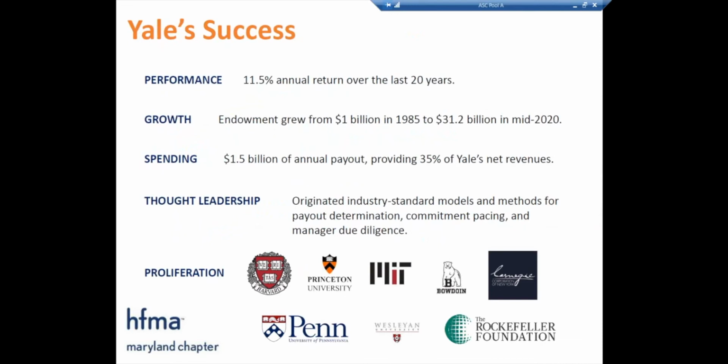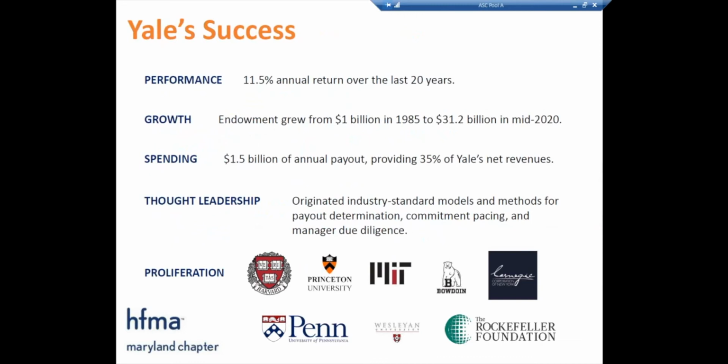The other interesting piece is they've been very successful not only at Yale, but beyond the walls of the university. They've published research, he's published a book, and they've originated some models and methods that have become industry standard among large endowments, practitioners, and consultants, for things like determining payout, such as using a moving average payout rule to smooth payout, a commitment pacing model for committing to alternative investment partnerships and how you use a policy to reach your target allocation, as well as standards for manager due diligence.